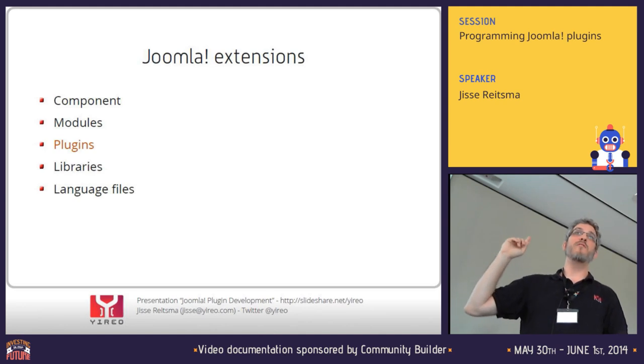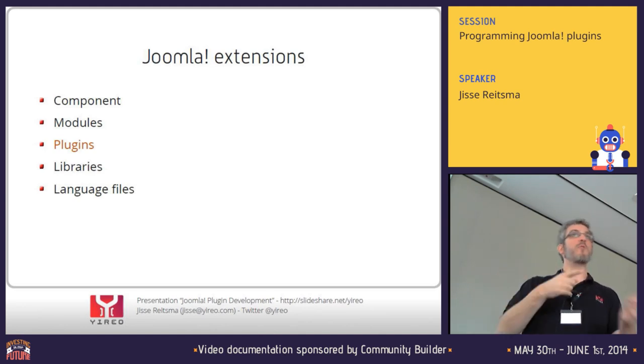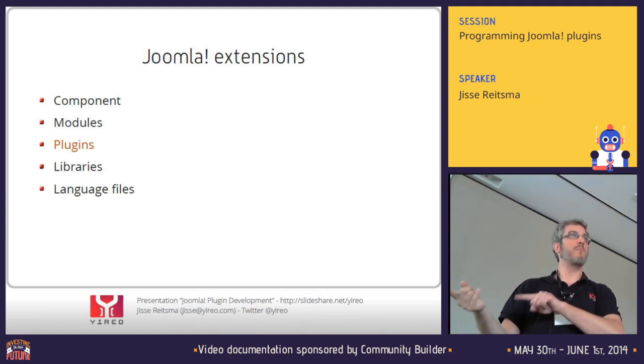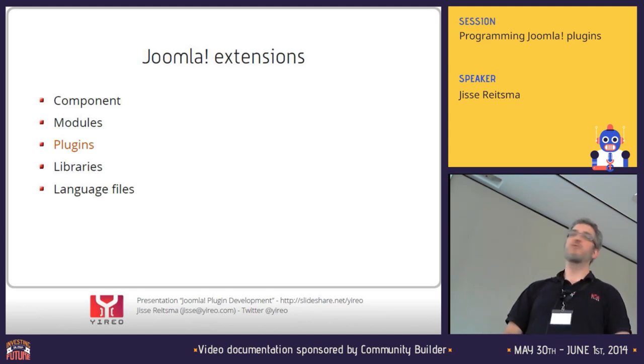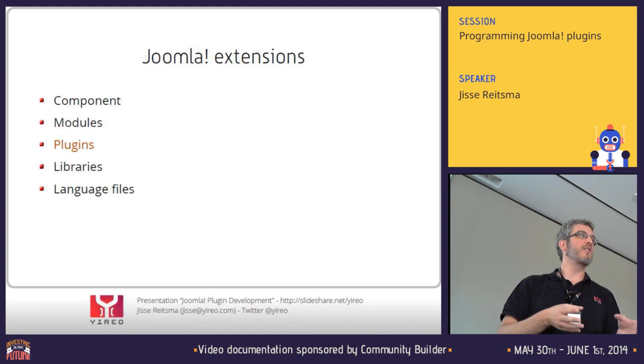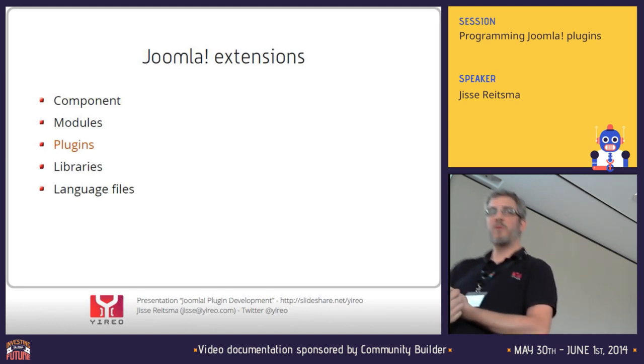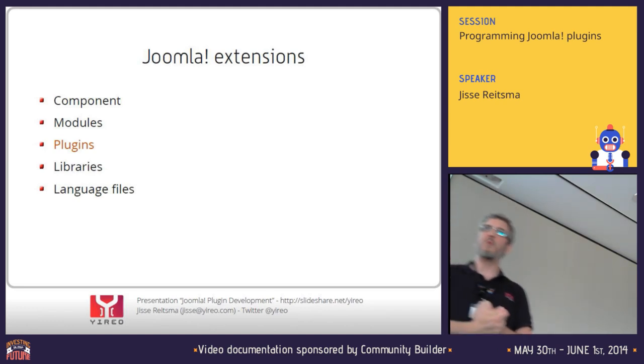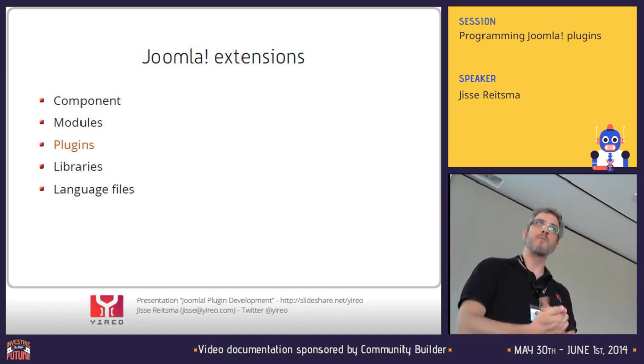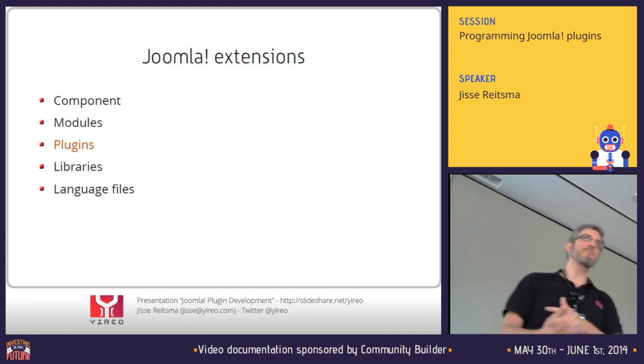A component is the main functionality of a site. So if you're browsing to a page, it's built up by a component. The modules are just floating around the component. So you have a search bar, you have a menu on the left, and that's all based on modules. So if you visually look at a Joomla site, you're actually seeing the component and you're seeing the modules. What you're not seeing is a plugin.